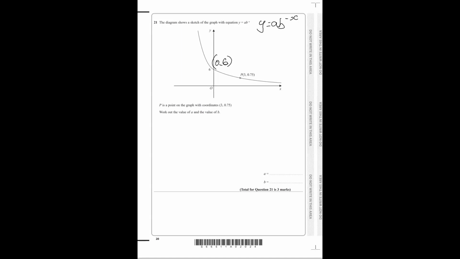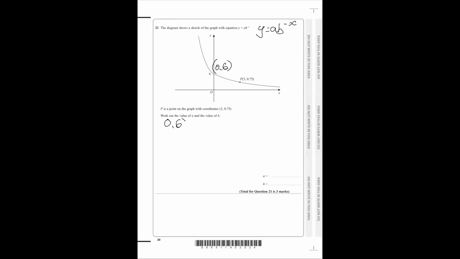Right, well, if we substitute this value in, we're going to work with 0, 6. We've got 6 for the y is equal to A, B to the power of 0. Well, B to the power of 0 is 1. So actually, A is 6. So we've got one point already. Now, we can do exactly the same again with these values here. So now we're using 3 and 0.75.